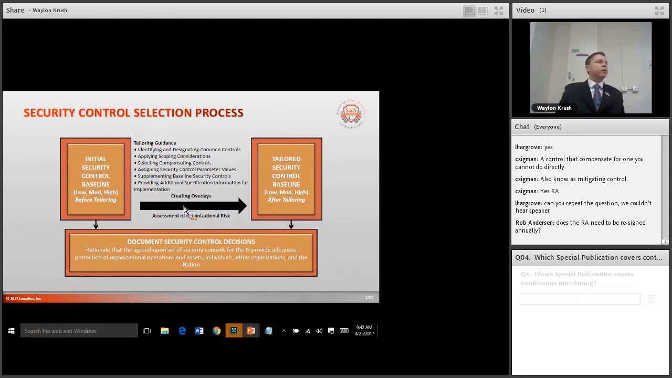Or you have legal requirements. You have PCI, you have HIPAA, you have some additional supplemental guidance that you're required to do. And then provide additional specification information for the implementation. So that's an organization-defined parameter, meaning that it depends on the organization.